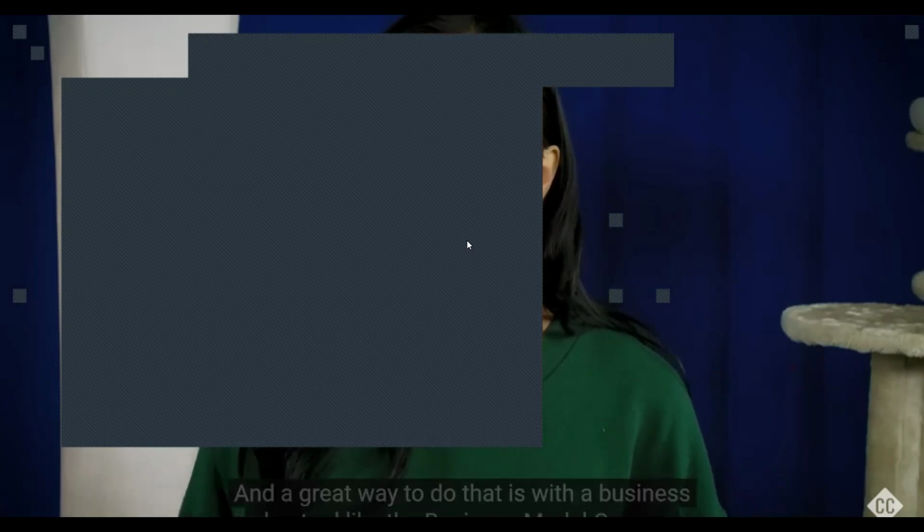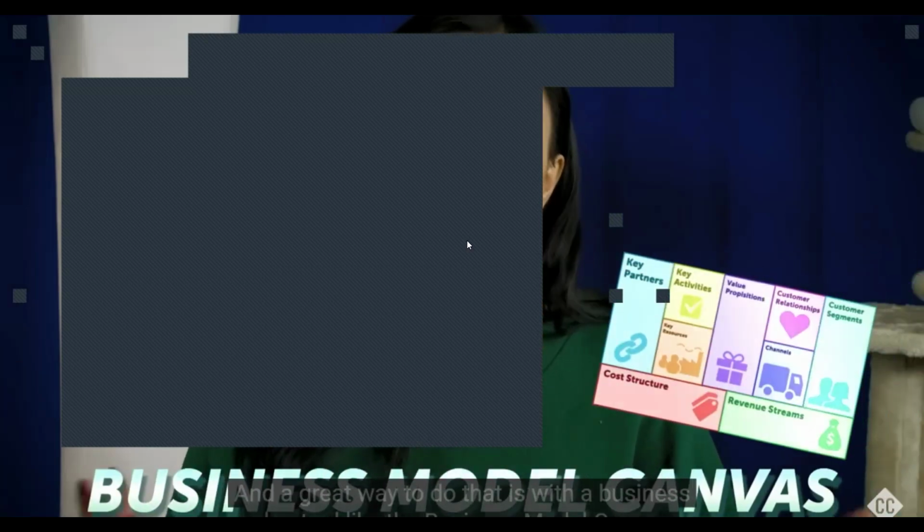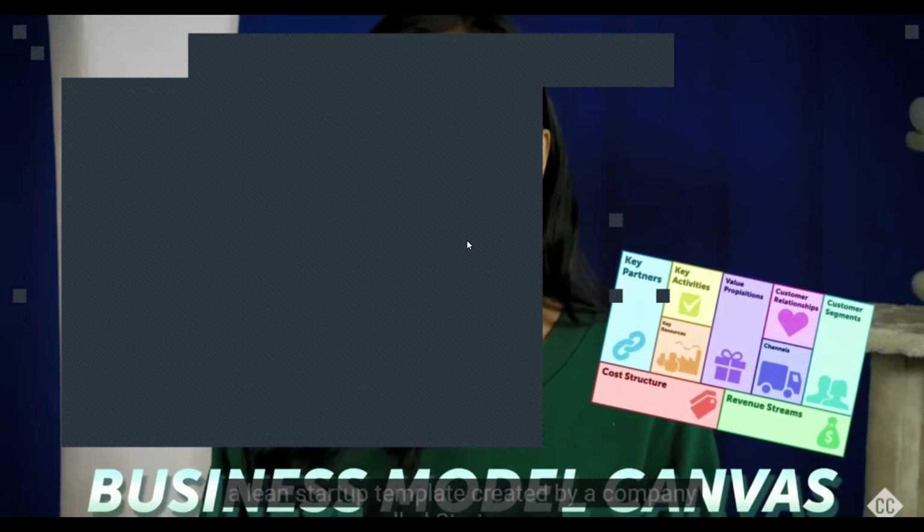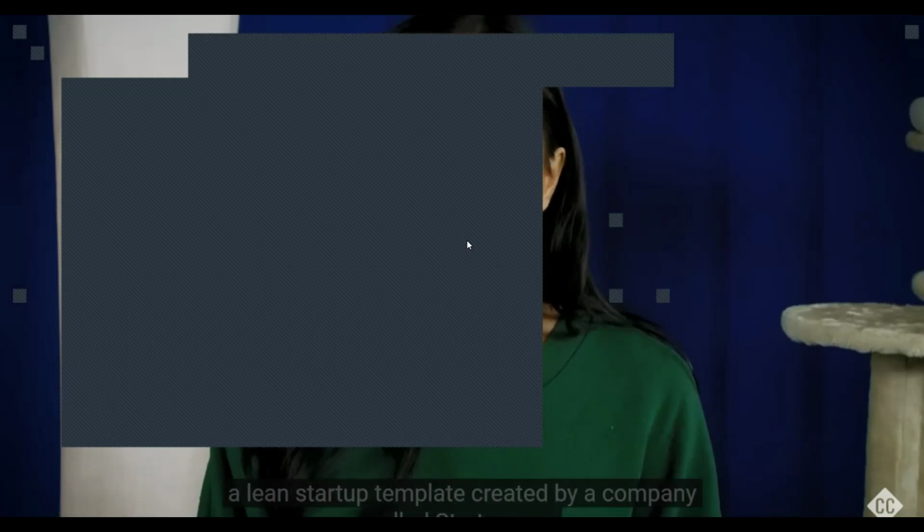And a great way to do that is with a business plan tool like the Business Model Canvas, a lean startup template created by a company called Strategizer.